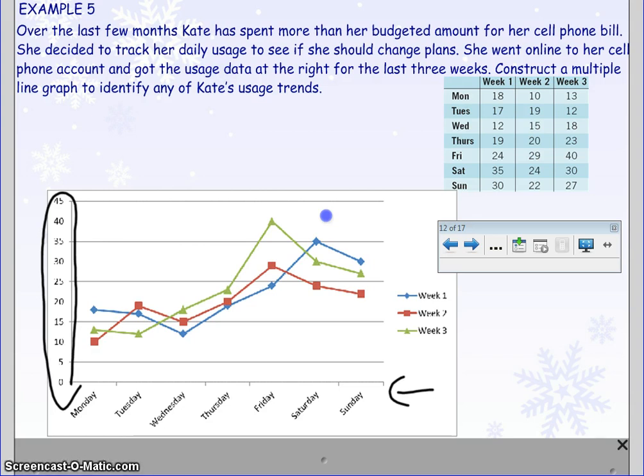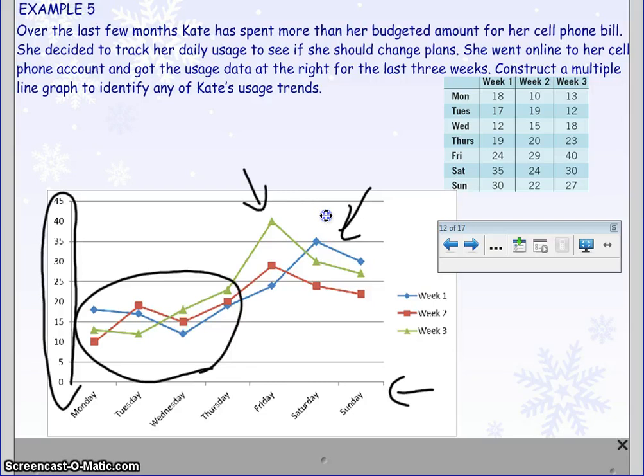So looking at this, what are some things that we can say about this? Well, some trends that I see: early in the week, when I'm looking at this, it looks like Monday, Tuesday, Wednesday, and even Thursday, really, those days aren't my problem. My problem falls on the weekend. Here's where I seem to be getting myself in trouble. So I might look and see, is there a weekend plan, something where I have an unlimited plan on the weekend?